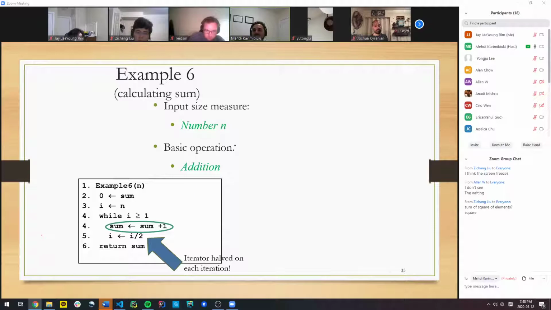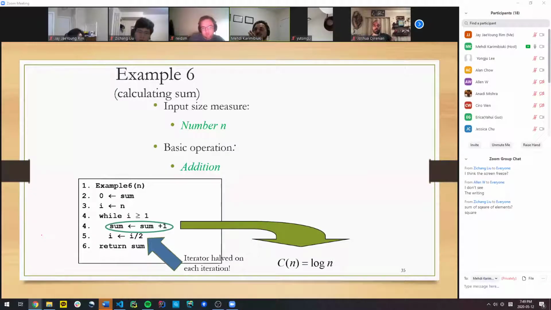I'm on slide number 35. So the while loop is not going to go up to n. Instead, it's going to be halved every time. In situations where you are cutting the problem by half, it's logarithmic. So in this case, the counting time is log n base 2. This is base 2.